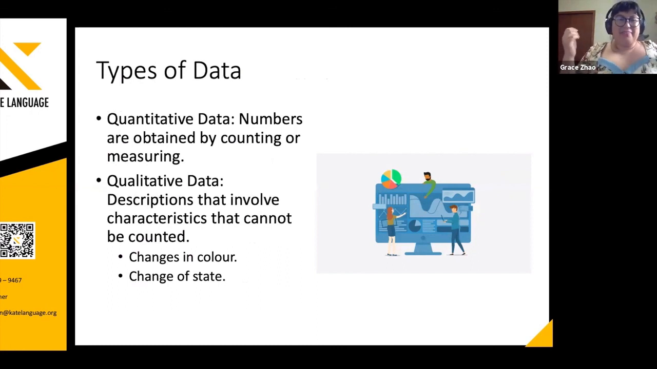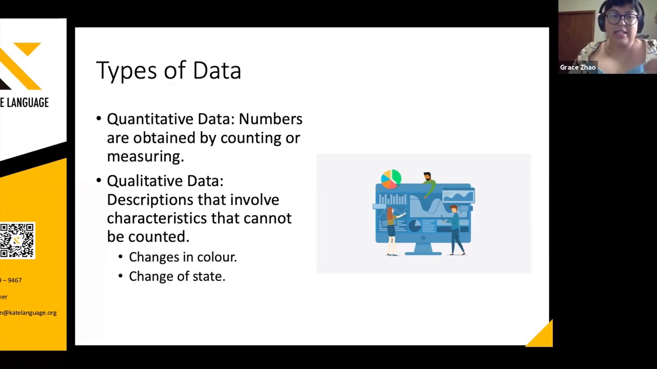The way I always help myself remember that is quality over quantity or quantity over quality. Tongue twister. So quantity is all about the numbers that you obtain by either counting or measuring. And the quality is the description that involves characteristics that you cannot count. So in other words, it's something that you cannot count or manipulate in some way. So it's naturally either changing in state. The state being, is it a solid, is it a liquid, or is it a gas? Or did it change colors?